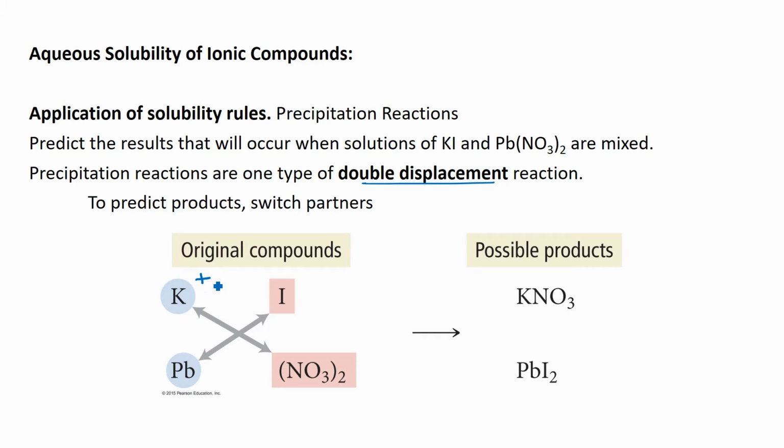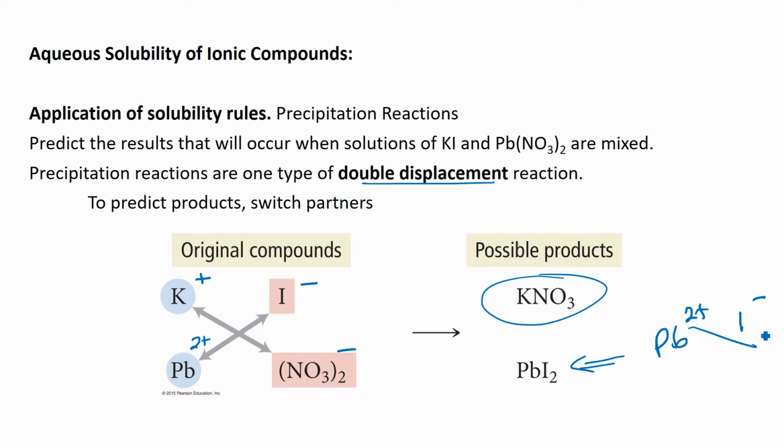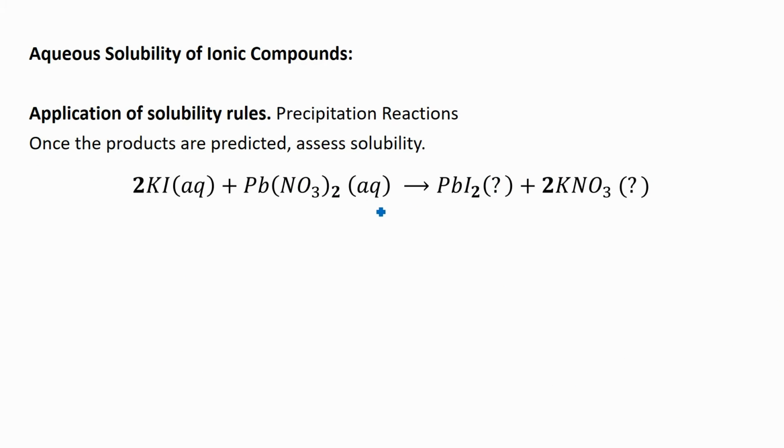But again, keep an eye, you have to know the charges of these guys, so that when you exchange, you know KNO3 will be like that, and then for lead iodide, you know that was Pb2+, and you had I-, the 2 drops, the 1 drops, so you get that. That's the formula, and that's why you'll have to predict whether these are solid.